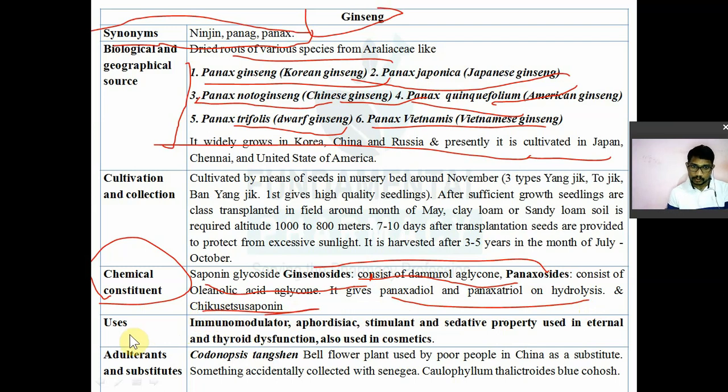What are its uses? It is an immunomodulator. It will increase the immunity. Then it is an aphrodisiac stimulant. Then again it has a sedative property. It is used in thyroid dysfunction, also used in cosmetics. What is the adulterant? Codonopsis tangshen is the adulterant.